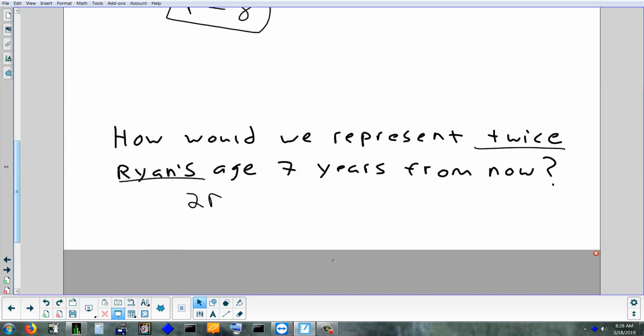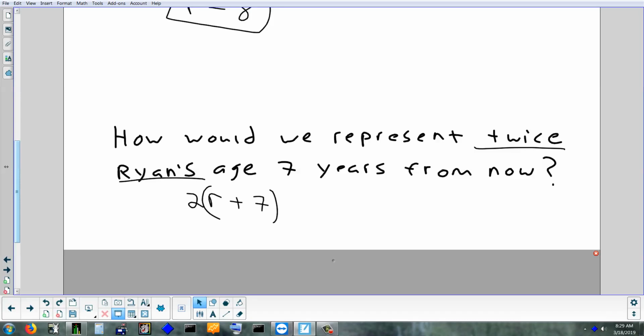So what you've got right now is twice Ryan's age. But it doesn't just say twice his age. It says twice Ryan's age 7 years from now. So what does that mean when you do 7 years from now? You have to add a 7. And we're going to talk about this, but that's how you have to do it. You always have to put what their age will be or what their age was in parentheses. Always. Okay? And the template's going to help you do that. So then you multiply that.